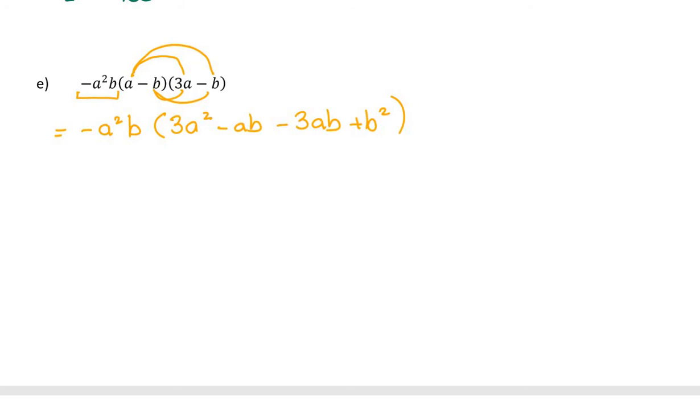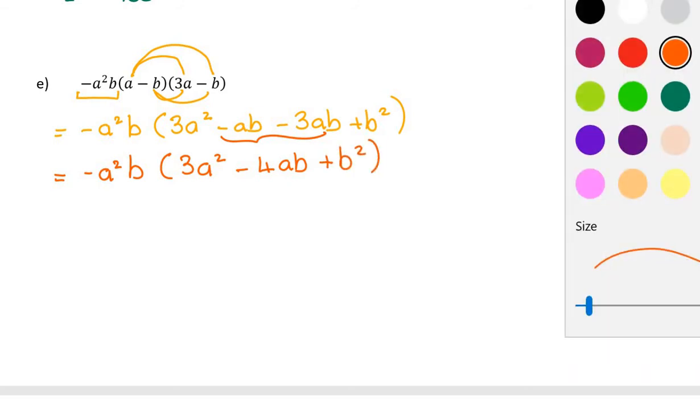Now again, this is a good example of where to add up the like terms first makes more sense, because then there's less multiplying for you. So negative a squared b, this is 3a squared, like terms minus 4ab. Don't forget that when you do like terms, you don't change the exponents. You only change the exponents when you multiply and divide.